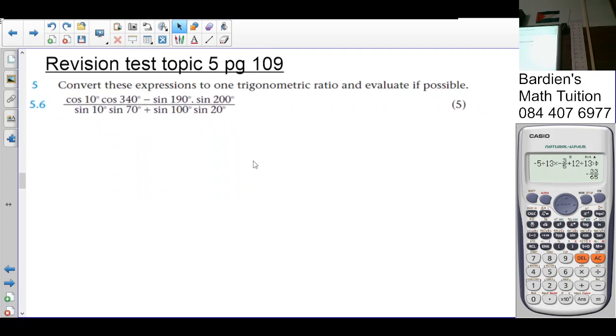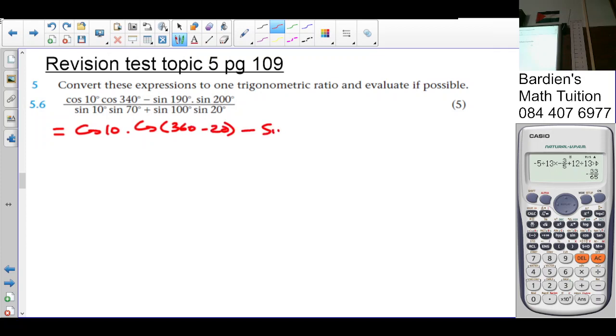Okay, the next one we got cos of 10, that's already acute. We first change everything to acute angles. Okay, so we got cos 10, and cos 200 can be written as cos of 180 plus 20, since 200 is in the third quadrant. Again, we try and make that angle in terms of 10 or in terms of 20, and we do the same to 200. Why? So that we can use the compound angle identity.